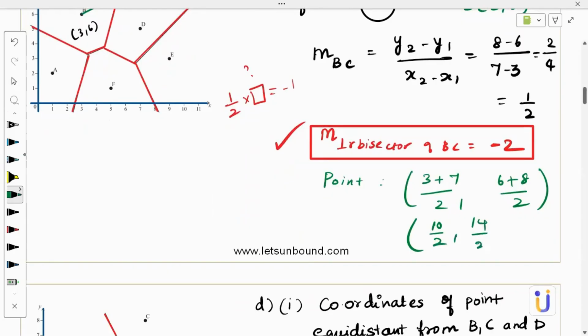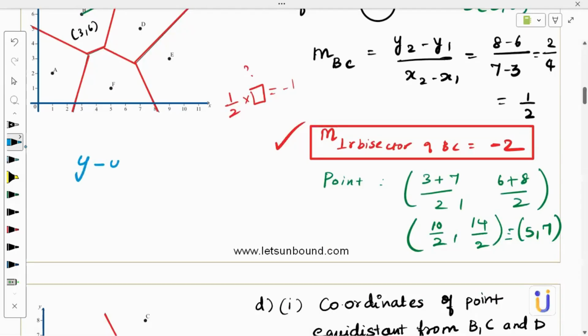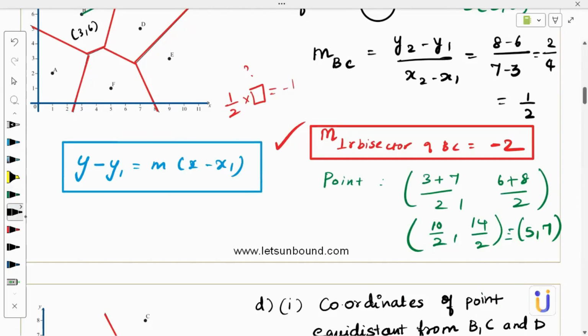14 over 2, which is going to be a 7. So 5, 7. This is a point and slope, and we have everything for point slope form. You can just give it like y minus y1 equal m into x minus x1. This is a point slope form, and this formula is available in the formula booklet. Y minus, this is your x1, y1. This is your m. Just substitute it.